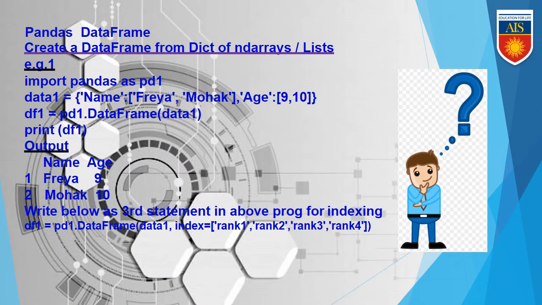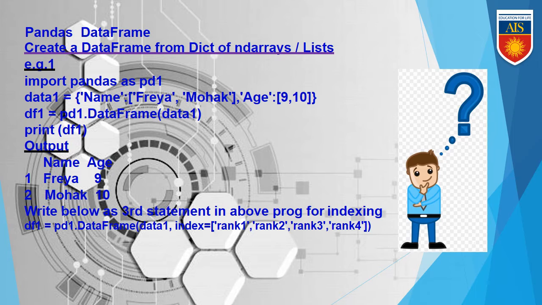Create a data frame from a dictionary of ndarray or list. Import pandas as pd1, data1 equal name, then Freya and Mohak, then age. That means in the previous option, we were mentioning the information beforehand, then giving the column. But over here, we are giving the information against the column only, and all the information will come together against a single column. df1 equal pd1 dot DataFrame, data1, then print df1. Then we will get the output as we have given.